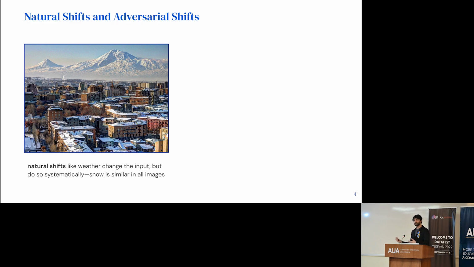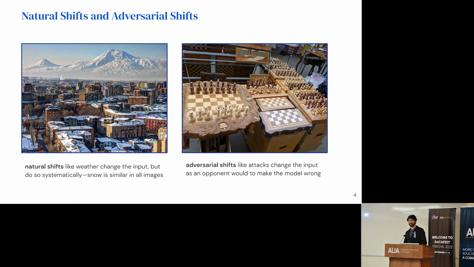So what I'm talking about there, just to categorize these kinds of shifts, is a natural shift, right? Like the weather. This changes the input, as we see in this snowy scene of Yerevan, but it changes the input in a systematic way, right? There's snow in every image, and the snow looks similar across the images. In contrast, there are also what are known as adversarial shifts, right? These are attacks that actually act like an opponent, as you would in a chess game with all these vernissage chessboards, that are trying to make your specific model wrong, right? There's a different kind of shift because they're against your model, not just changing all of the data.